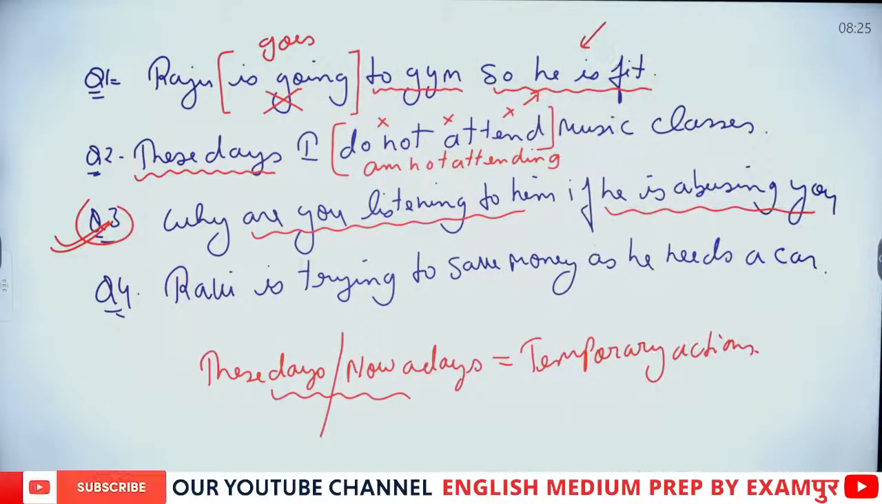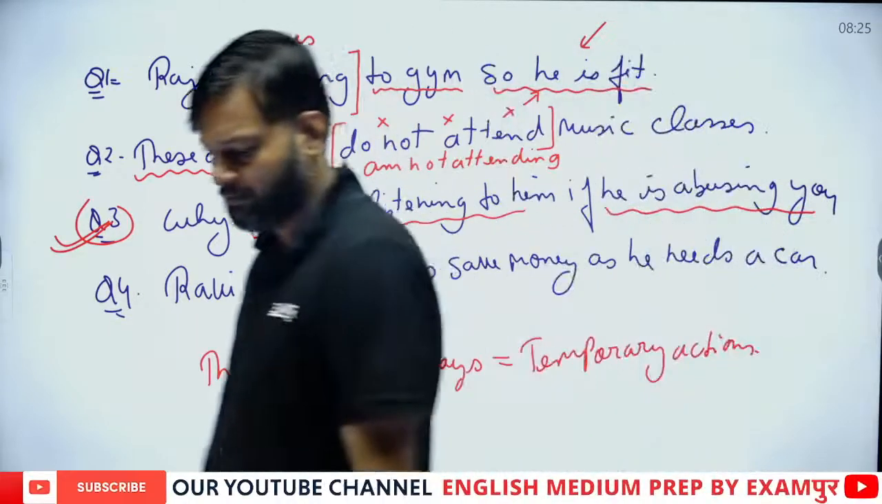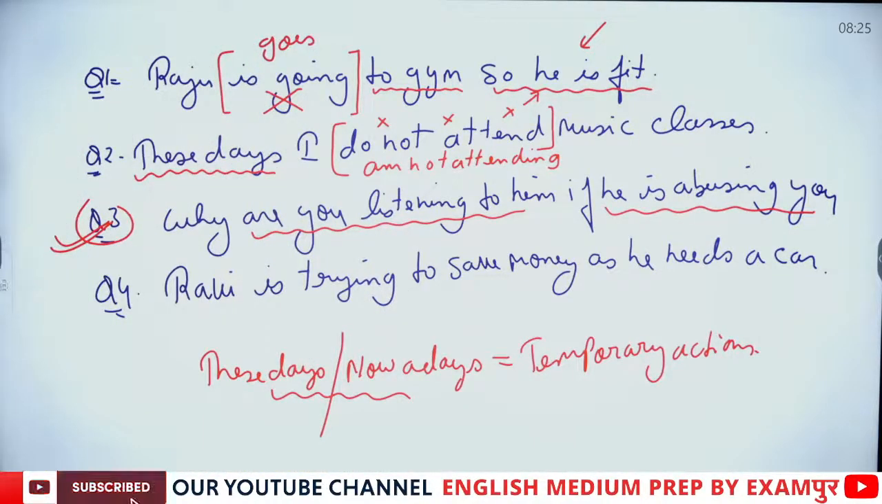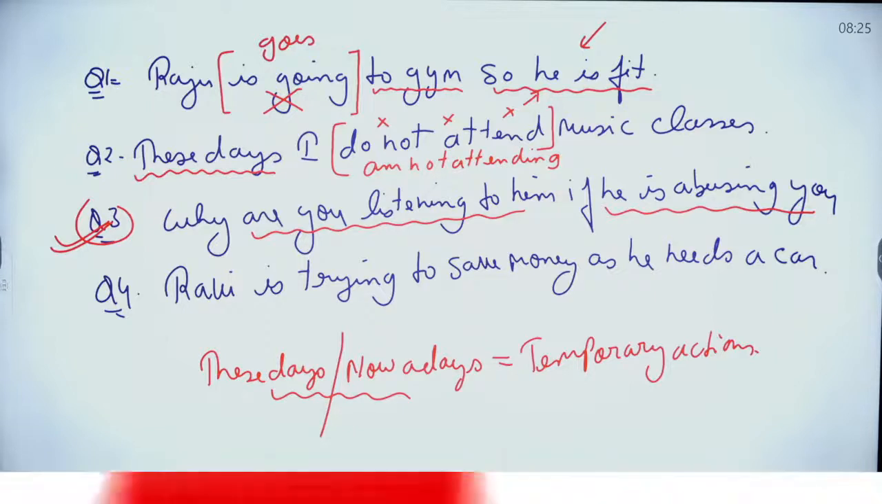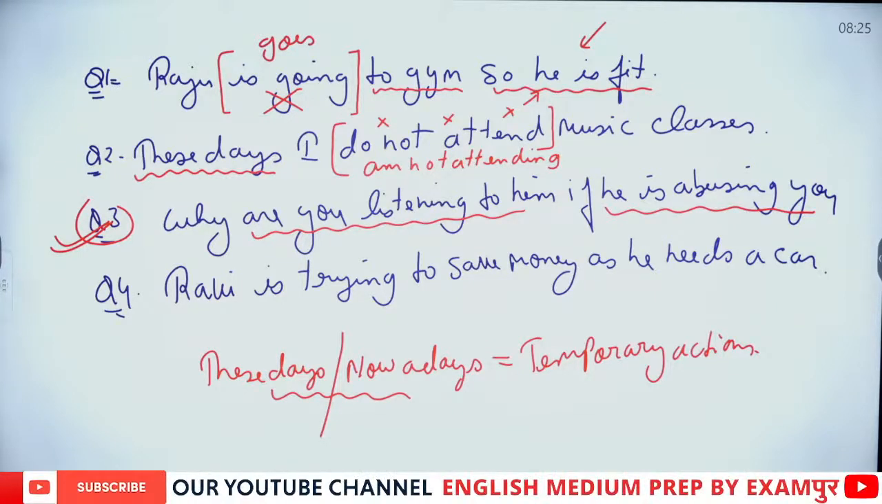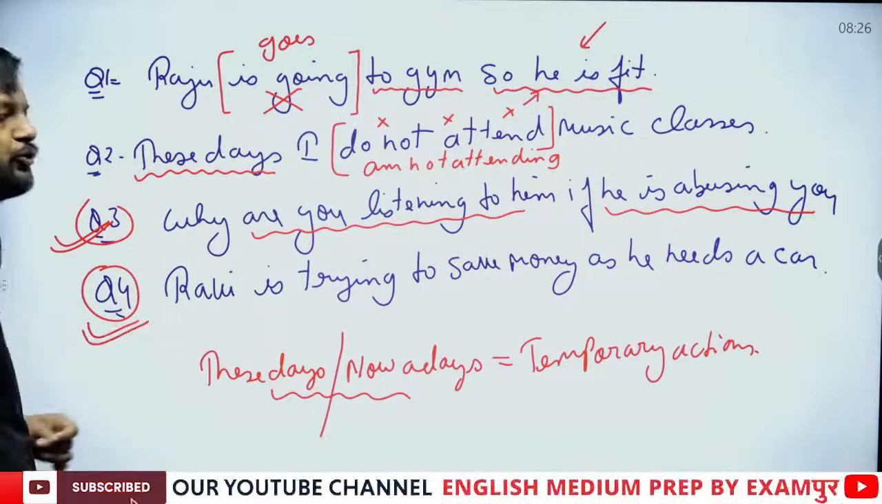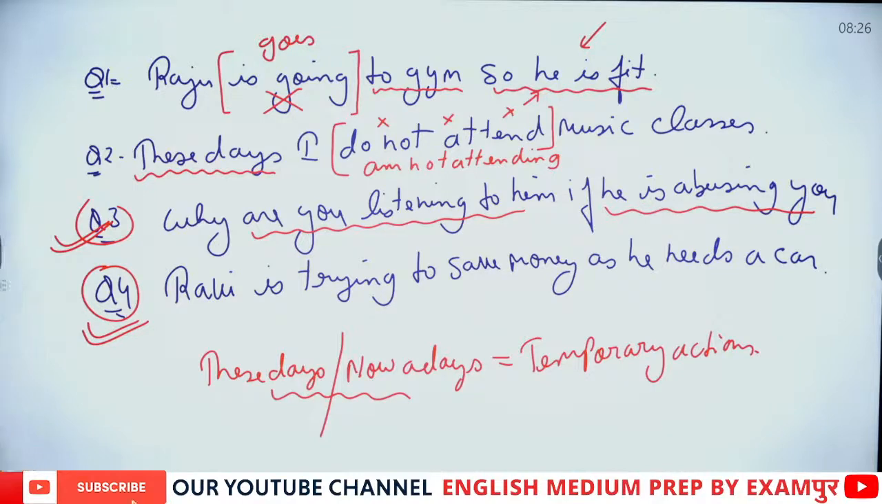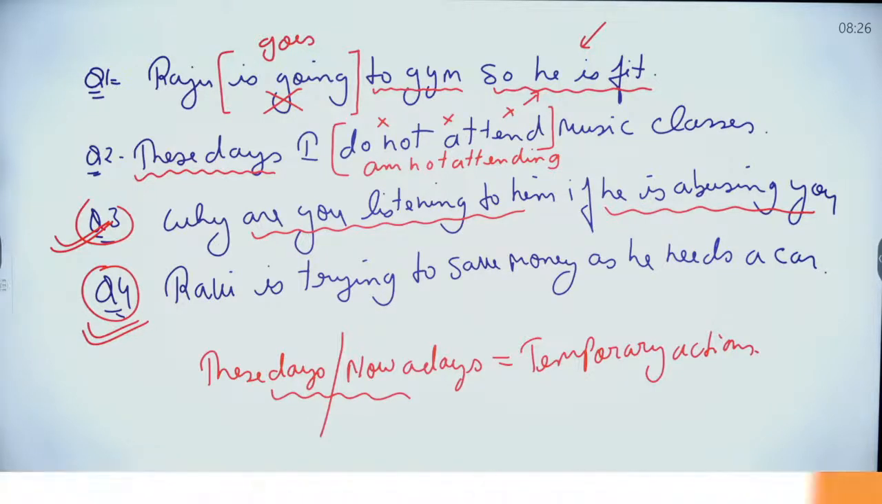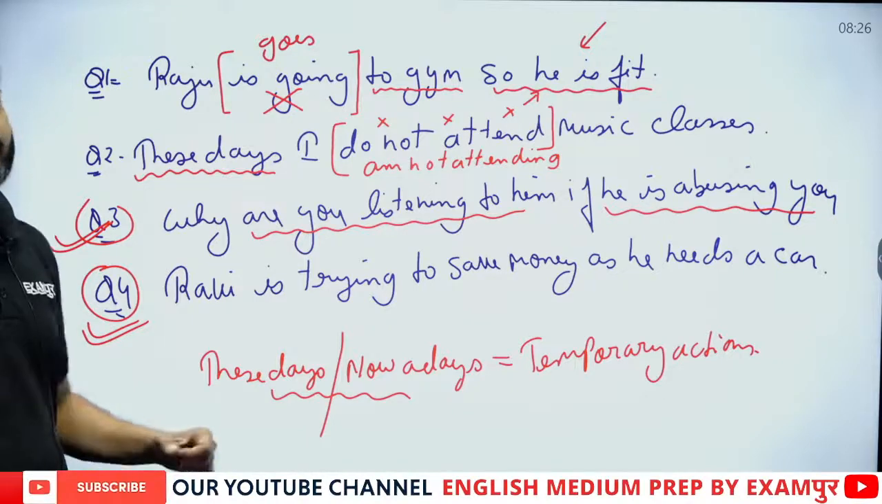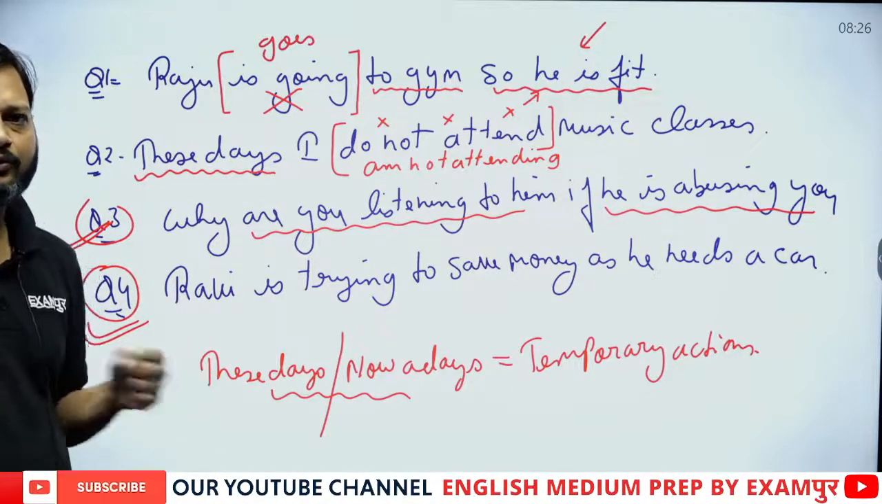Ravi is trying to save money as he needs a car. Now what about fourth sentence? Is it correct or is there any error in it? Fourth sentence is also absolutely correct, means it too has no error. Okay. So this is about present indefinite and present continuous tense.